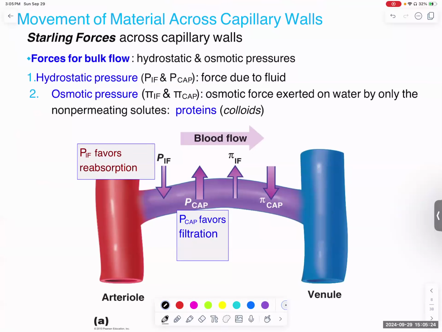What regulates this are forces, and these forces are called Starling forces. Starling was very busy in physiology. So Starling forces for bulk flow are two different forces. One is the force due to water, and so we call that hydrostatic pressure. Hydrostatic pressure is the pressure created by the fluid itself. Then we have osmotic pressure.